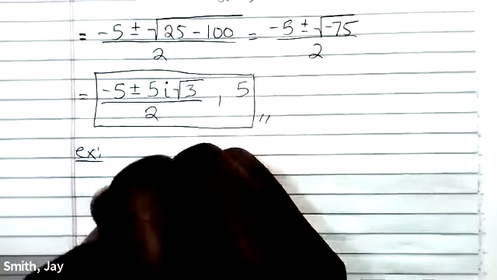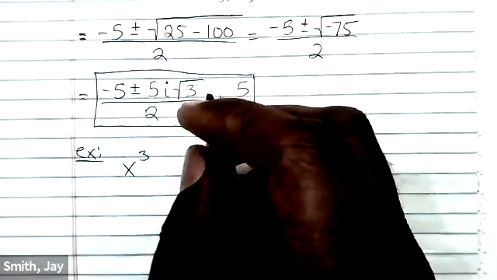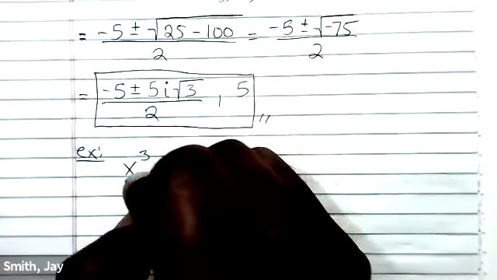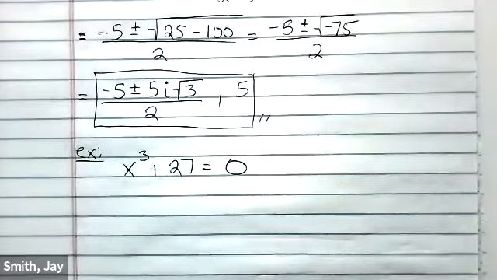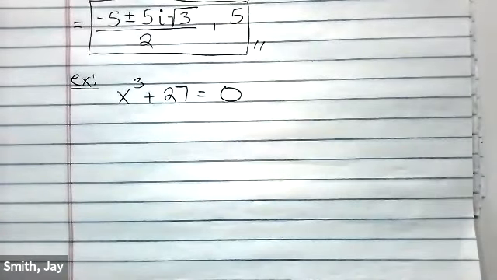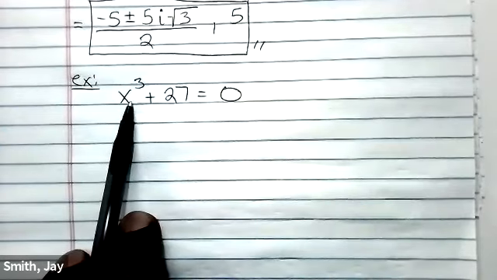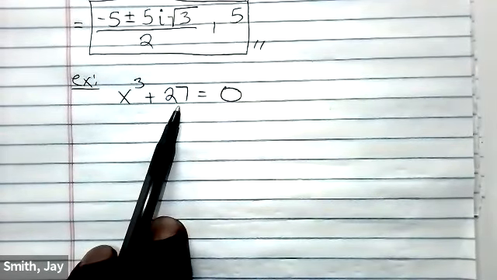One more, because I don't think I did one with a plus. So let's try x cubed plus 27 is equal to 0. Obviously, x cubed is a perfect cube. 27 is a perfect cube because this is 3 cubed. 3 times 3, 9 times 3 gives me 27.